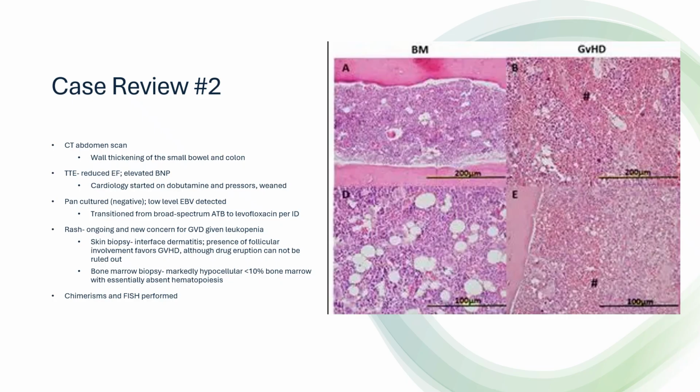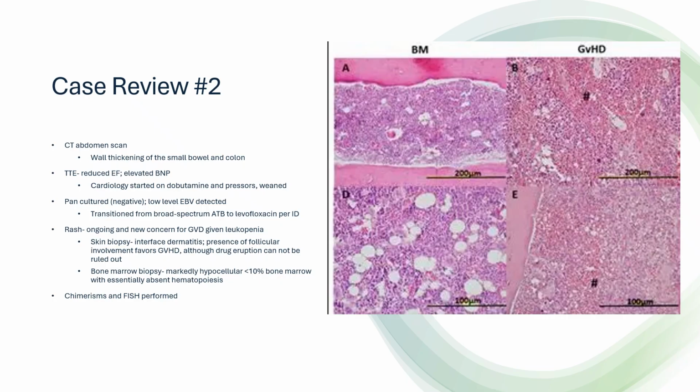And he had a TTE that showed a reduced EF and elevated BNP. So cardiology actually got on board with this case and started him on some dobutamine and pressors, and then we were able to get him weaned off. He did get pan-cultured, and he had a low level of EBV, but they were otherwise negative. And we did transition him from these large broad-spectrum antibiotics down to Levaquin, or levofloxacin, per infectious disease because they were involved.